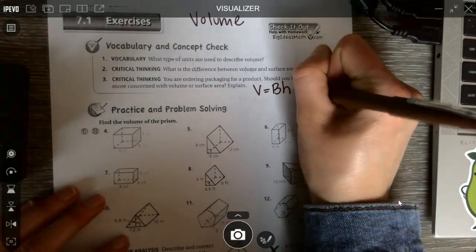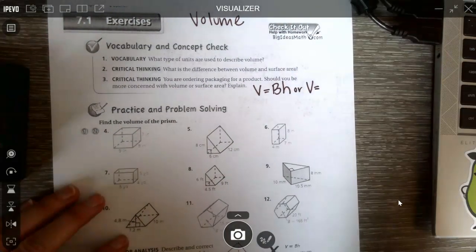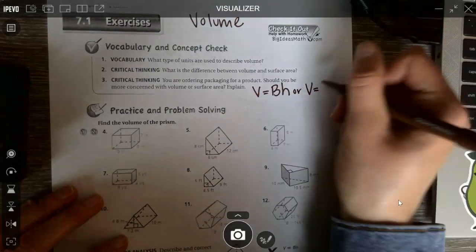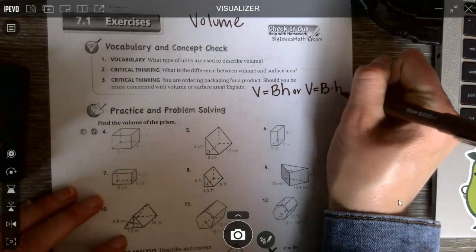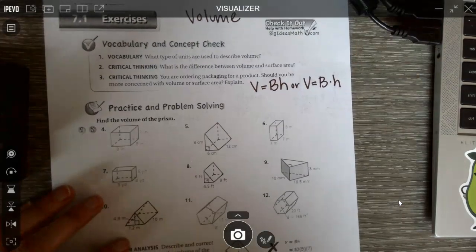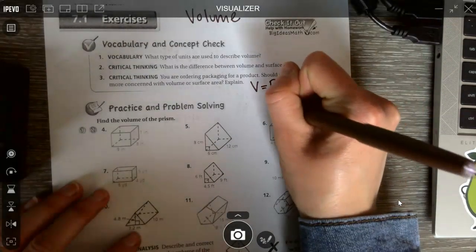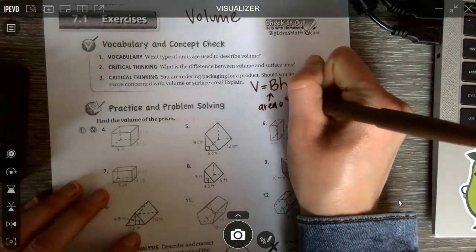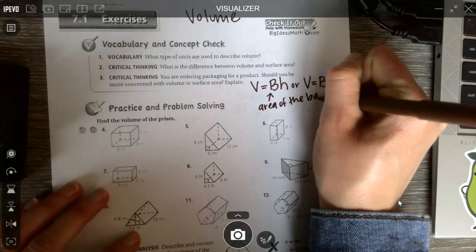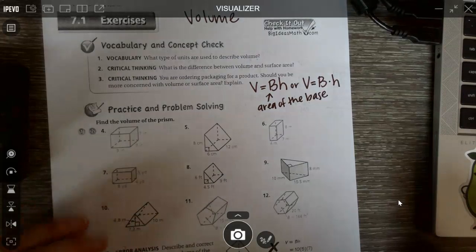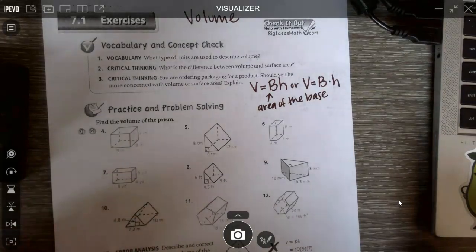Okay, we could also say this as V equals, what does it mean when they are touching? Multiply, B times H, okay? Now, that's not base because it's not a little b, it's a big B. This B means area of the base, okay? The biggest thing is that you need to identify the bases in these shapes, okay? The base always has the same shape opposite of it, okay?